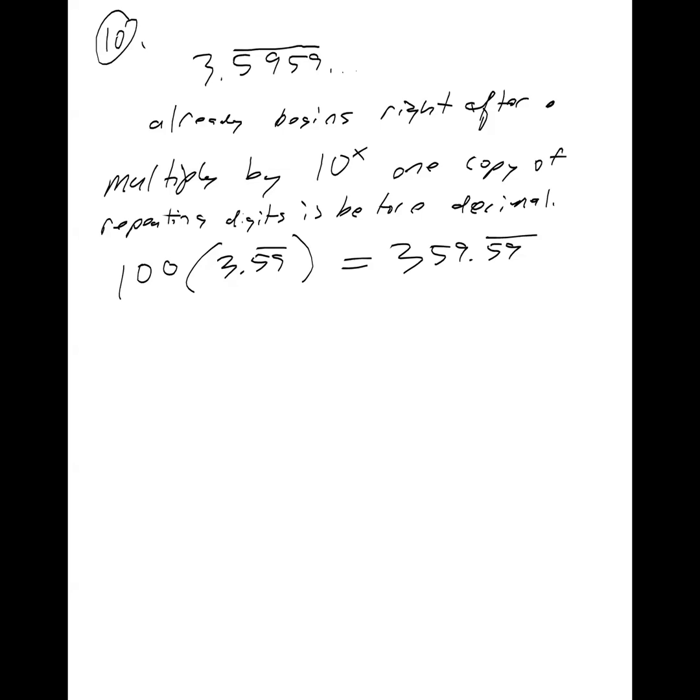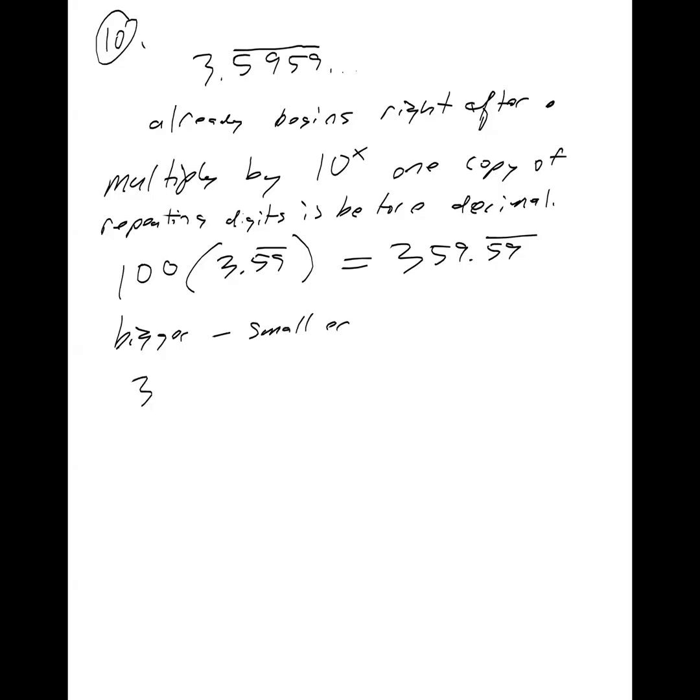What if there were 3 digits repeating? What would we multiply by if there were 3 digits repeating? 1,000, right? Because you need to multiply by 1,000 in order to move 3 digits over before the decimal point. Now subtract the bigger one minus the smaller one. So you do bigger minus smaller.